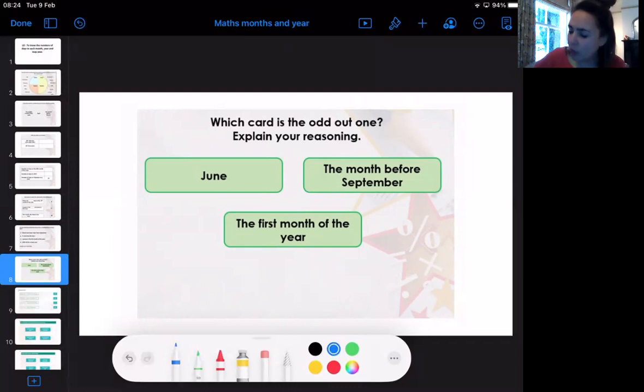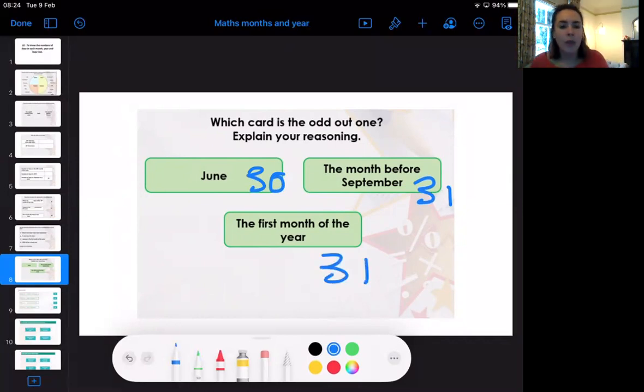Let's have a think. So I know that June has 30 days. The month before September is August. August has 31 days. The first month of the year is January. That has 31 days. So the odd one out is June. Explain your reasoning. Because it is the only one that has 30 days. The other 2 months have 31 days.